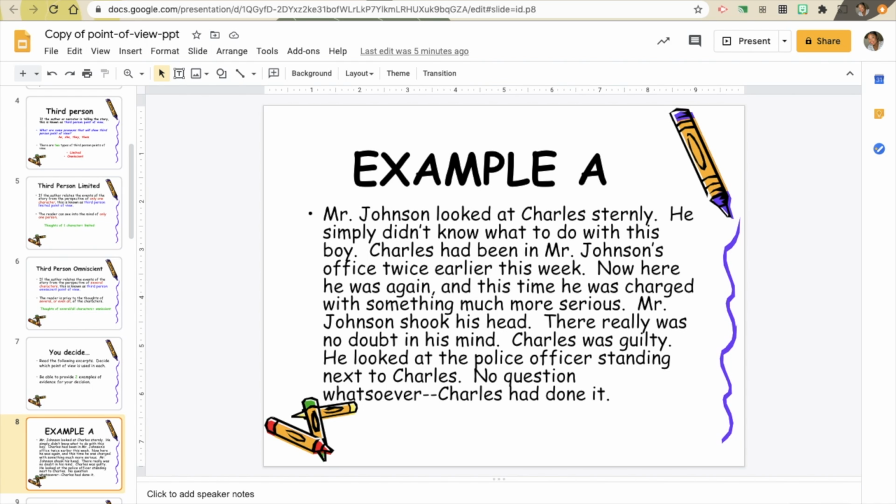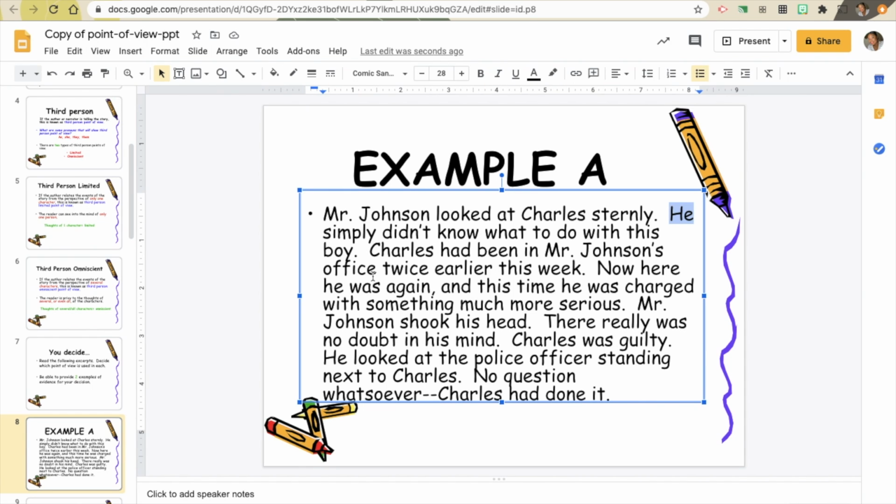Well, we don't know what Charles did, but we know that he was a really bad man, or a really bad boy, because it says here, he simply didn't know what to do with this boy. So Charles was a whole lot younger than Mr. Johnson. Now, we have a couple pronouns. We have he. We also have he again. We also have his. We have his again. And he. So everywhere you see he, his, this, that.